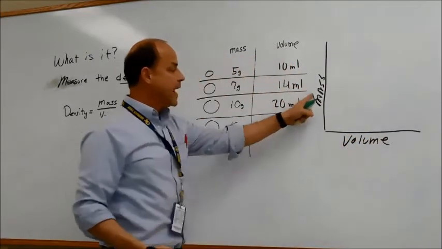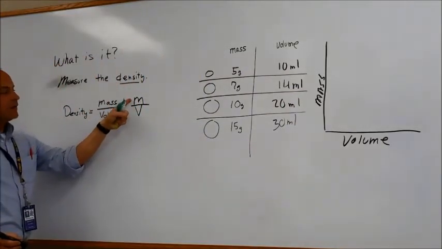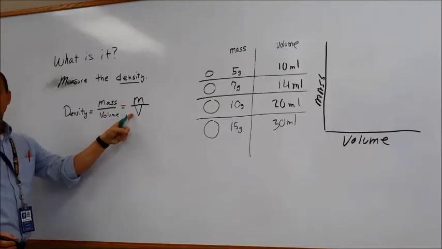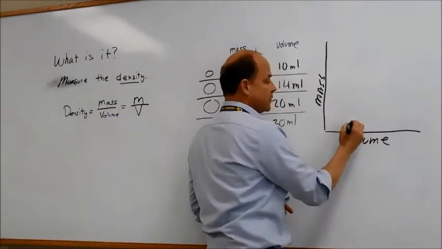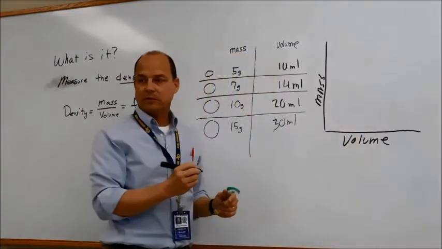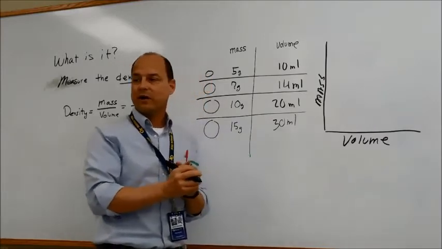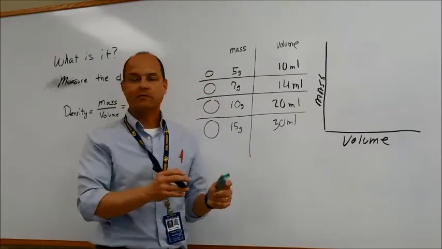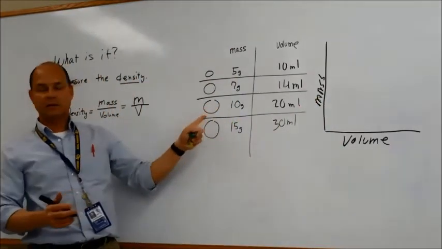The reason I want you to put mass here and volume here is because mass over volume is what you're going to need when you measure the slope of the line of best fit for your data. Okay, I went really fast. Let me back up a second. The first thing to do is to make a scatter plot of this data.